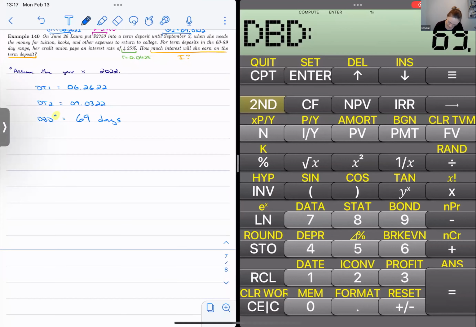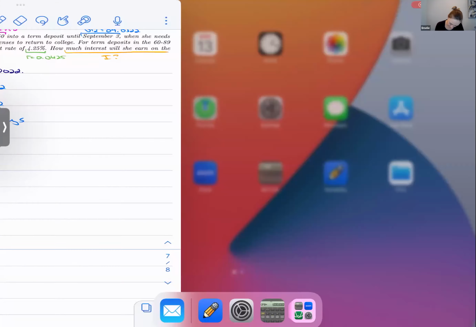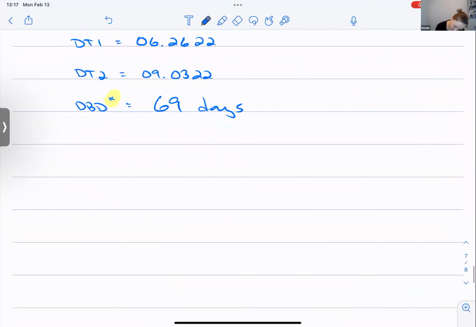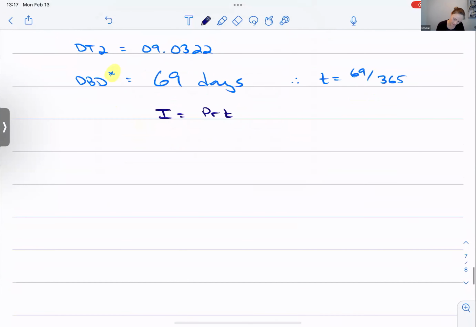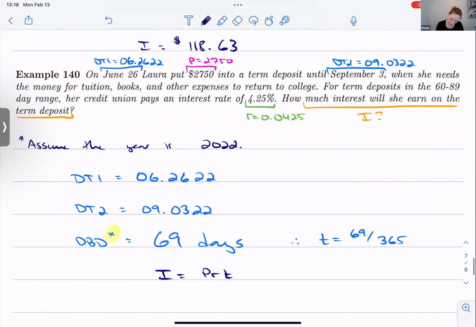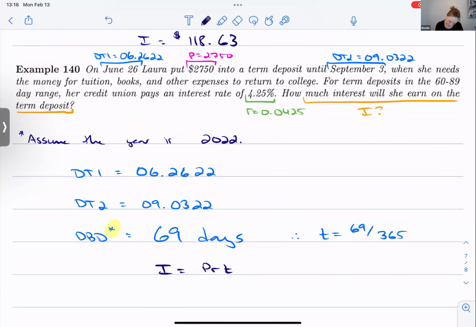And so T is 69 over 365. Okay. Now I is equal to PRT. So we are solving for I. P was 2750 and R was 0.0425, and T was 69 over 365.